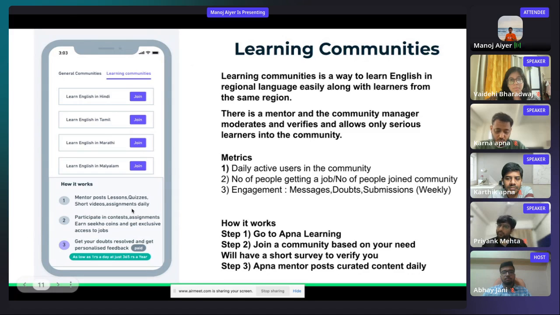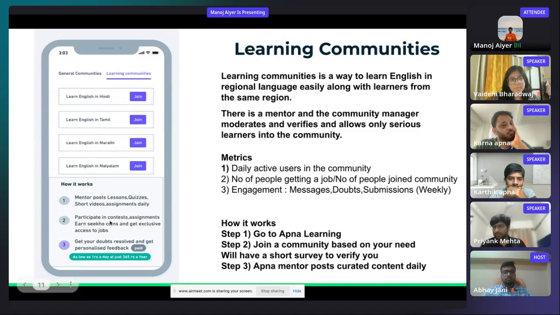So one is there's a mentor who posts lessons, quizzes, short video assignments daily. So why daily? We could have made a course or a kind of structured path, but learning a language, we cannot measure it. We cannot say I learned English in 10 days or I became a master in English in 20 days, but it's not achievable. So we need to practice a language to learn so that we have good fluency in that.